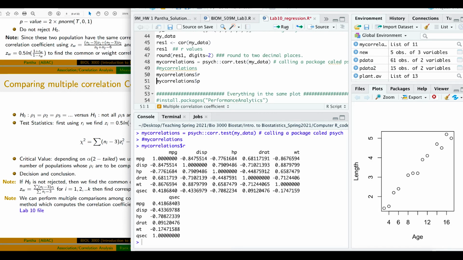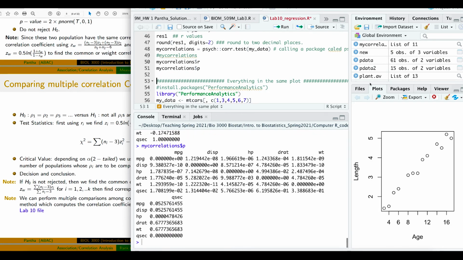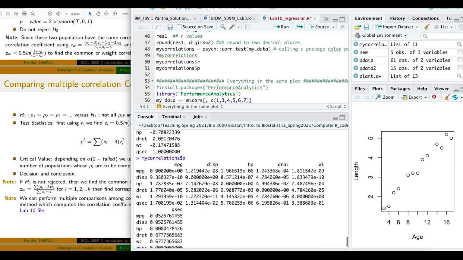Now these are the R values that we got already. The P values are this. So a P value less than alpha means we reject the null hypothesis, meaning that those two variables are correlated. You can basically round it and then check, but still it is okay. So displacement and MPG are correlated because the P value is less than alpha.